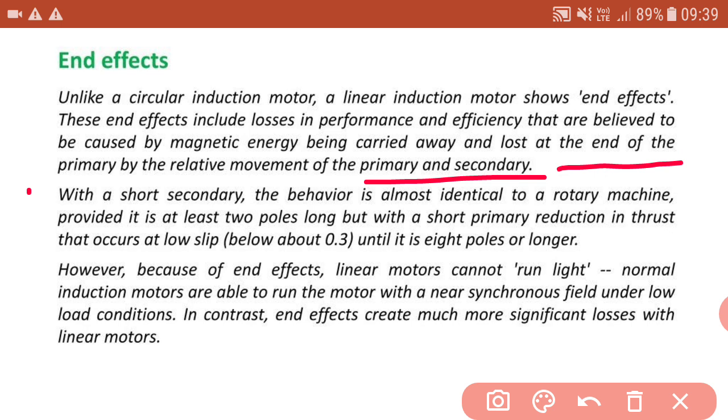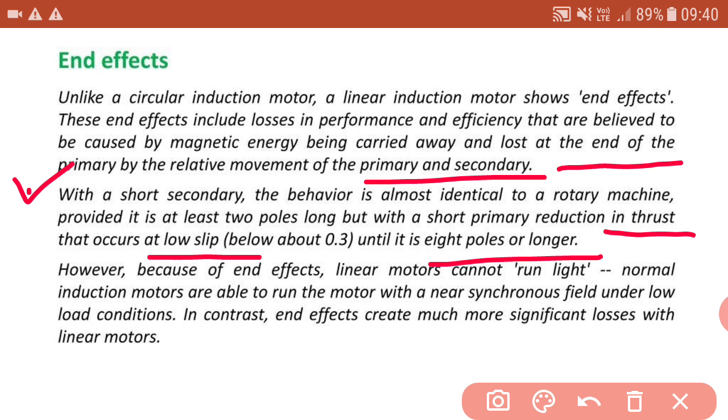With a short secondary, the behavior is almost identical to a rotary machine, provided it is at least 2 poles long, but with a short primary there is a reduction in thrust that occurs at low slip, below 0.3, until it is 8 poles or longer.